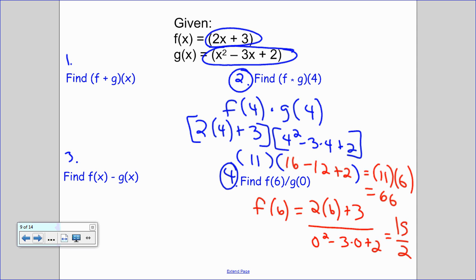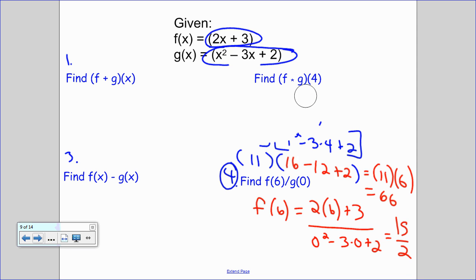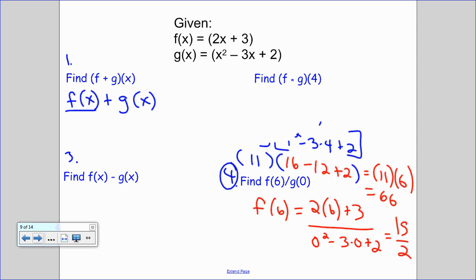So if we look at examples 1 and 3, we can see we don't have numbers to plug in. So what they're looking for you to do is come up with an algebraic expression and simplify it. So f plus g of x is the same as f of x plus g of x. Well, I can see f of x is right there. f of x is 2x plus 3. And I'm adding to that g of x, which is x squared minus 3x plus 2.